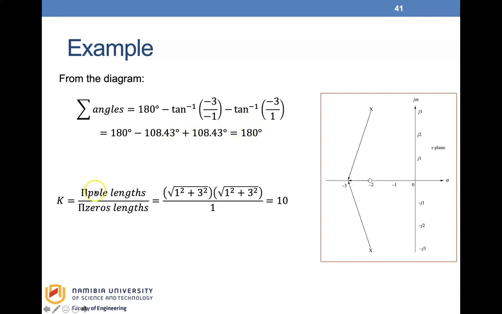Now let's look at B. Since the angle condition is met, it means the point -3 lies on the root locus. We can now find the gain value for this point, which gives us K equals 10. Please go through the example again to consolidate the concepts.